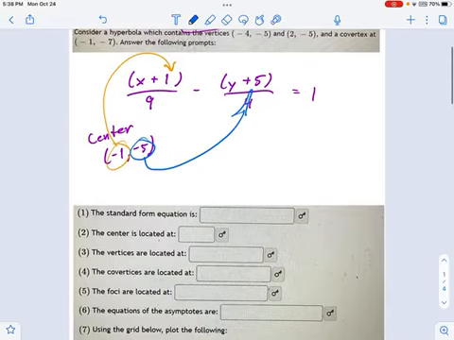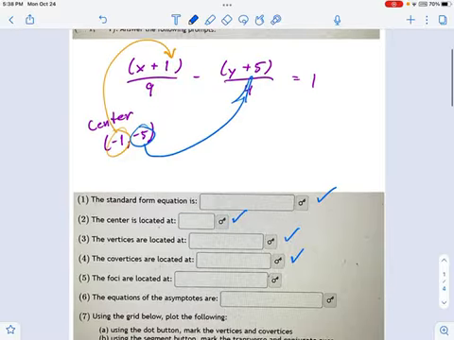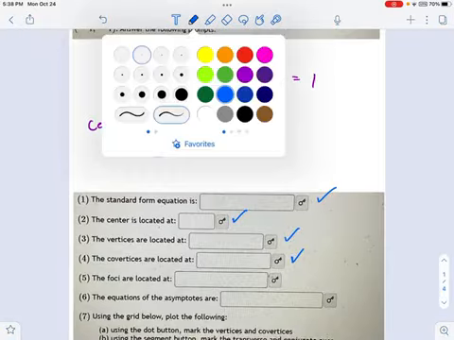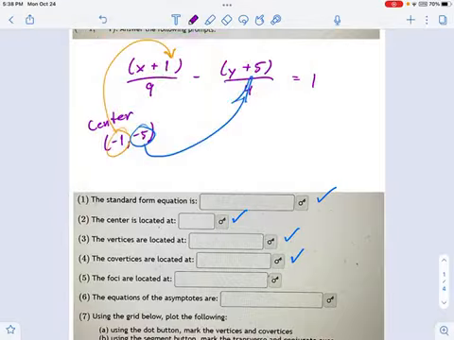We talked about the center. We talked about these guys, these guys. We made the vertices and co-vertices kind of graphically. We need to know where the foci are located. And if you remember the equation for the foci, this little part right here, that's going to look like this: c squared equals a squared plus b squared. Remember, for a hyperbola, that looks like the Pythagorean theorem.